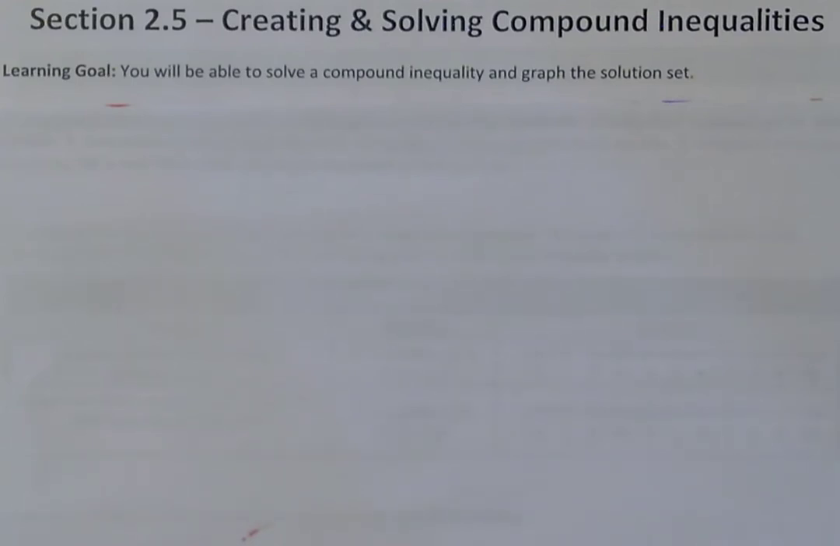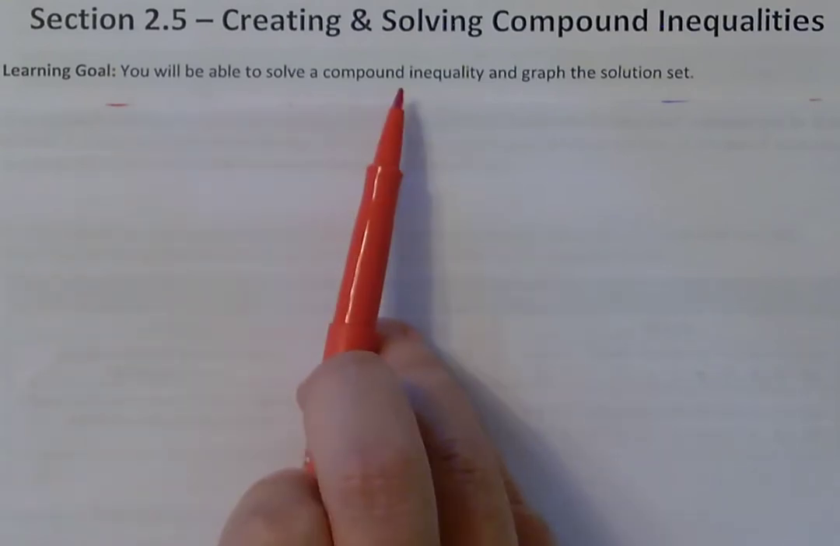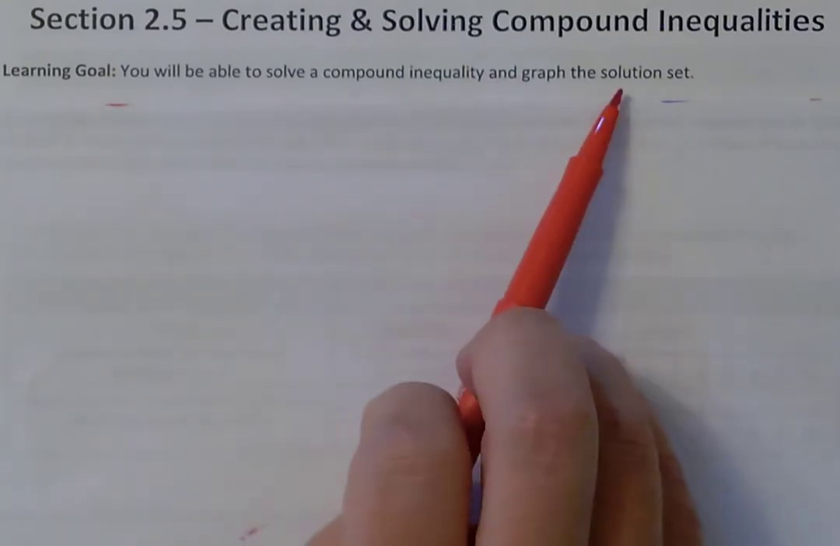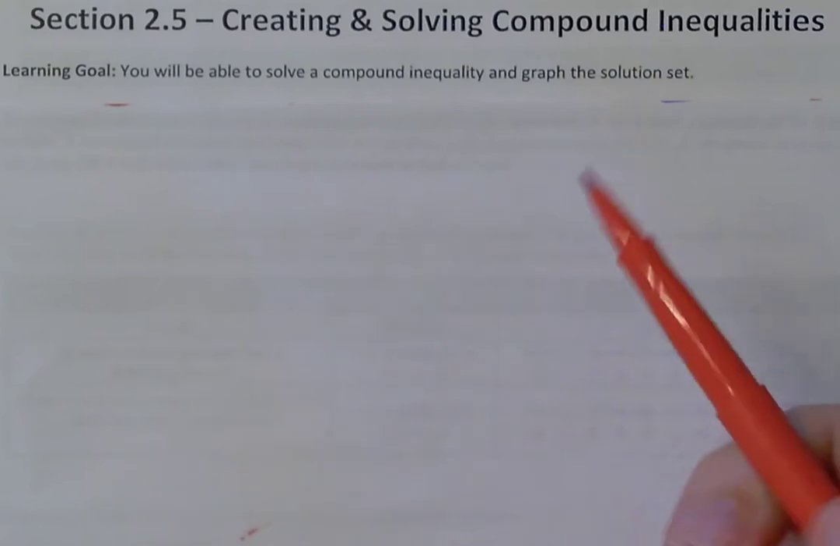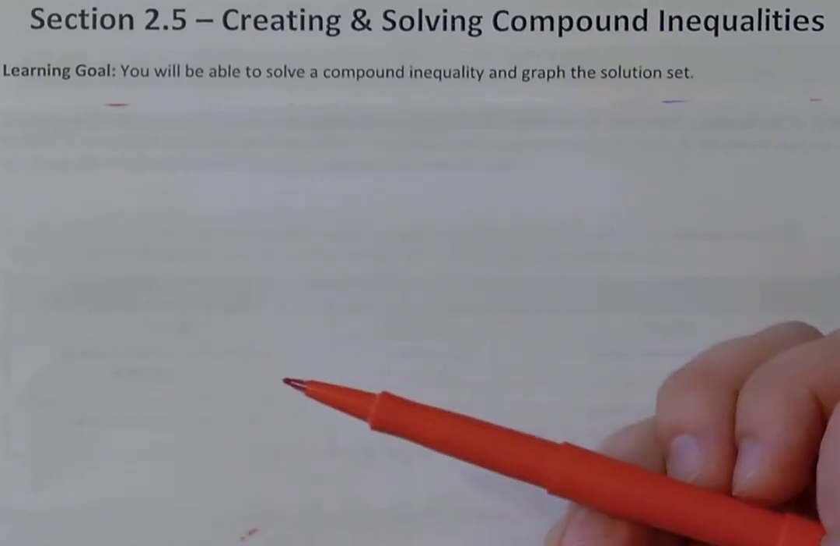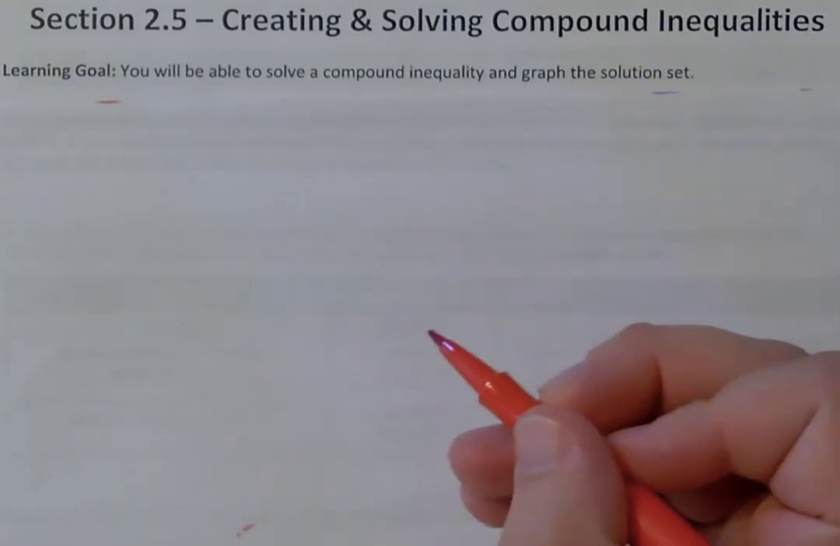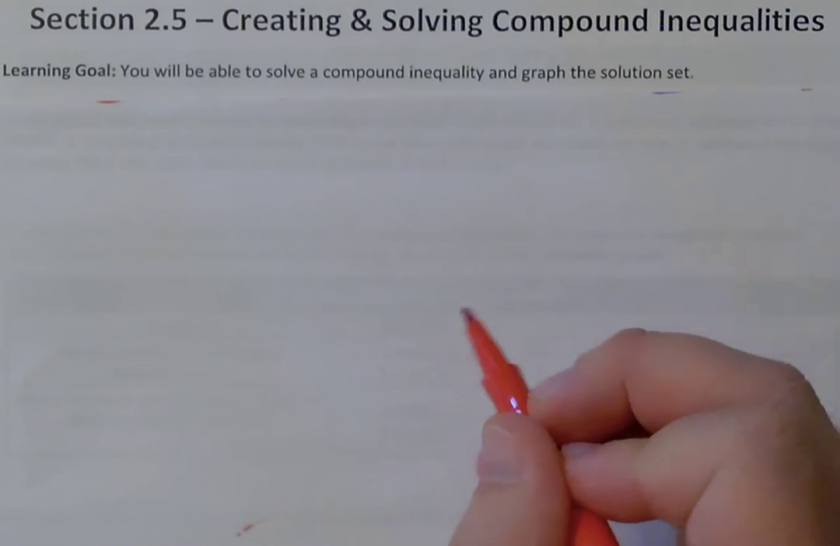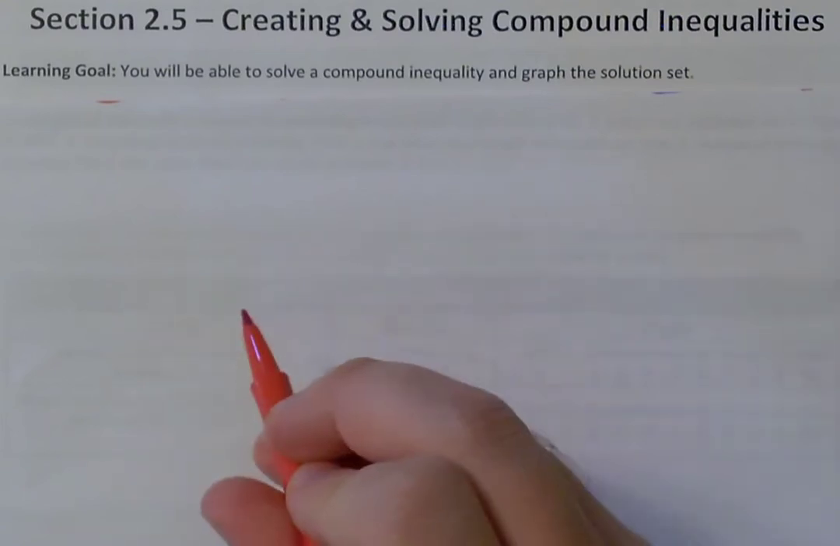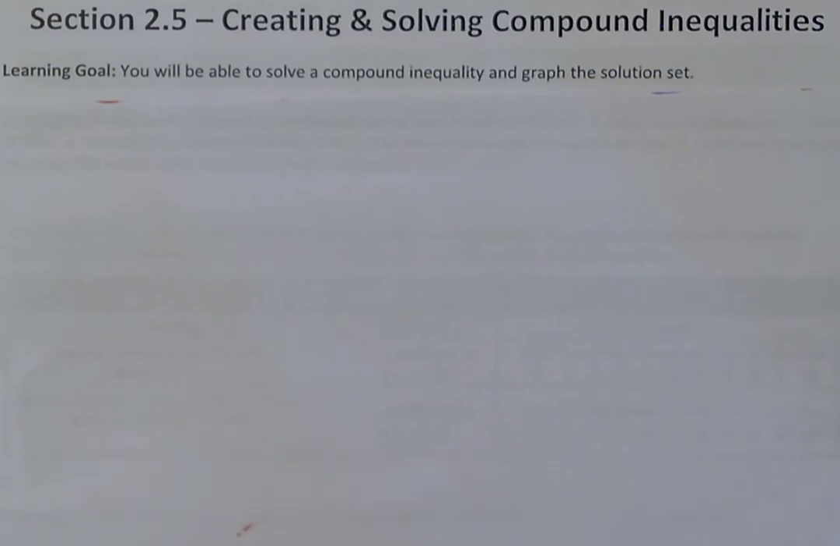Our first learning goal is you will be able to solve a compound inequality and graph the solution set. So graphs are going to look a little different than just normal inequalities where you just have an open or closed dot and then a line going left or right. Today we're either going to connect two dots or they're going to go in opposite directions. So with that said, before we jump into solving stuff, let's talk about a few things first.